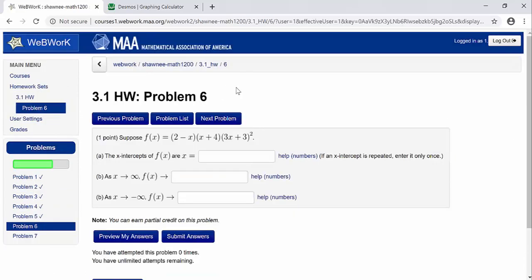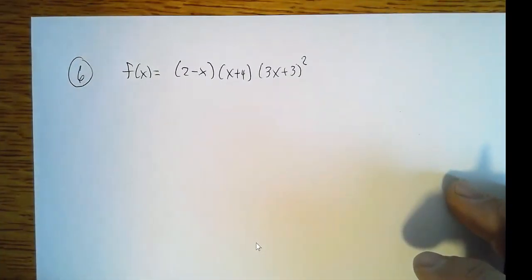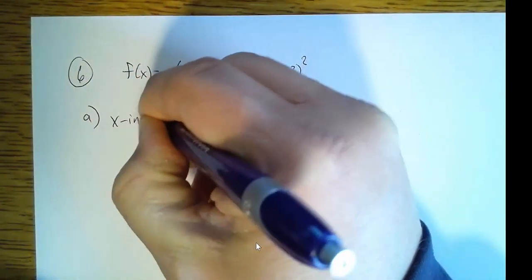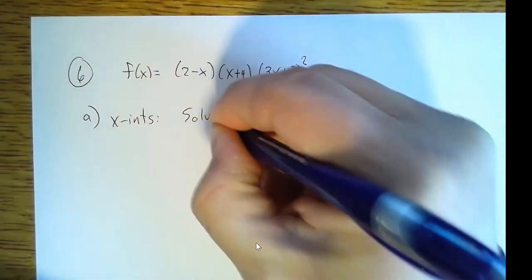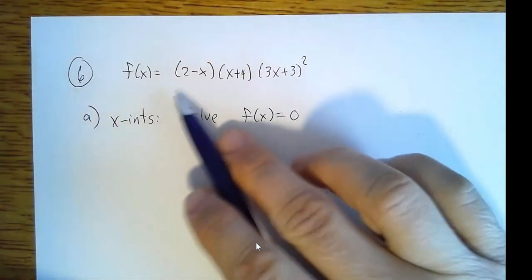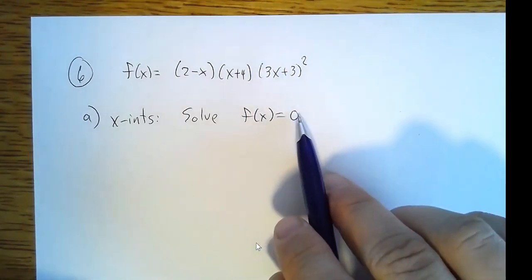Now for number 6, we have a polynomial function in factored form again, and we are asked to find the x-intercepts and also determine the end behavior again. So here's the expression for f of x. Now to find the x-intercepts in part A, we need to solve f of x equals 0. So that is, we need to set the function equal to 0 and solve for the x values that give an output of 0.